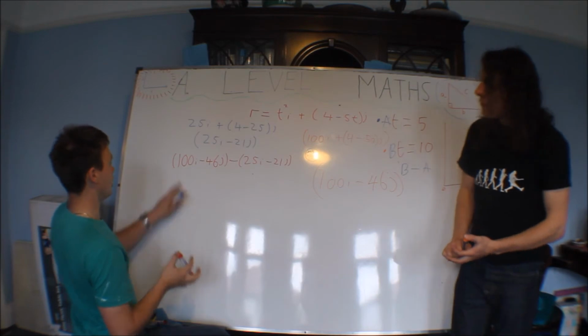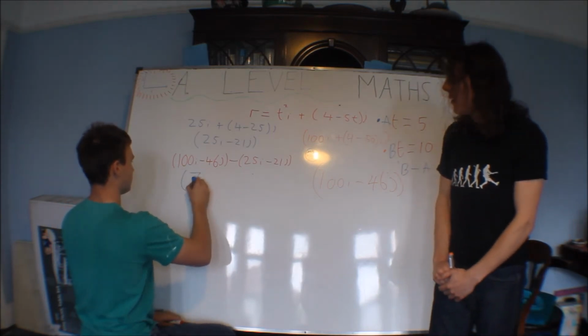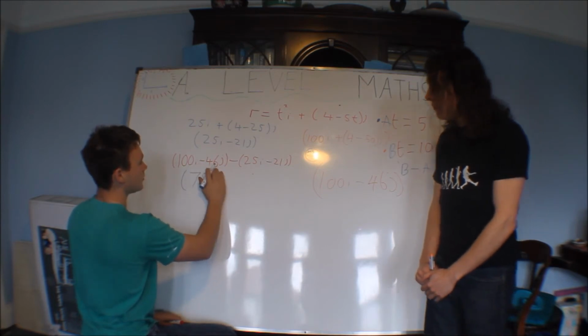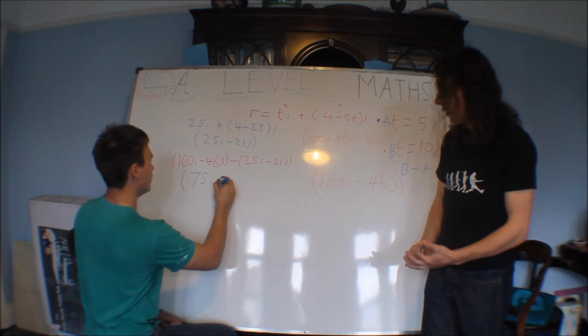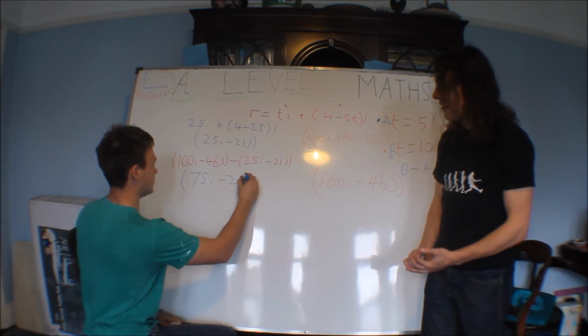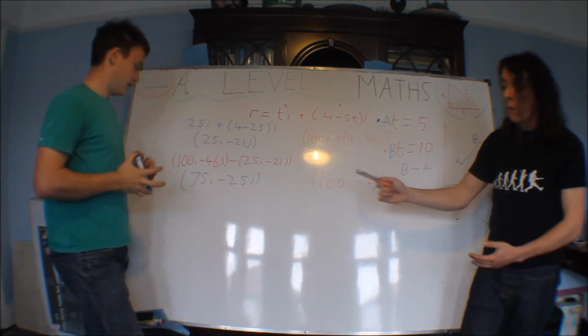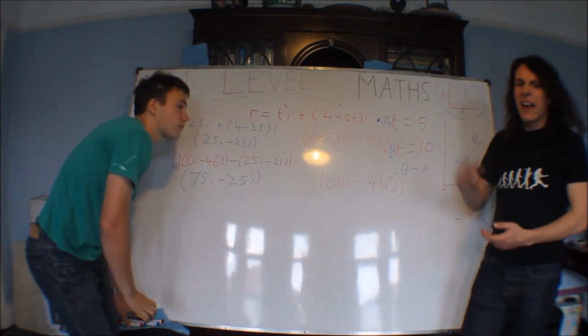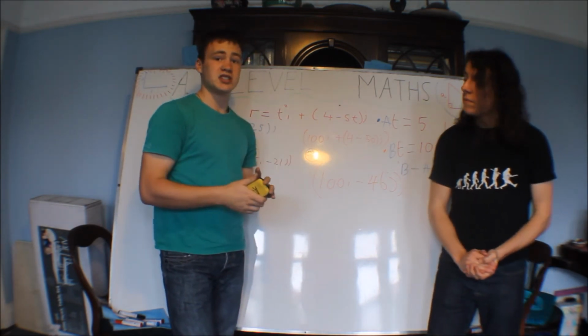So 100 minus 25, that one's easy, that's 75i. The next one is a bit more tricky. Minus 46 minus 21 is minus 46 minus 21, which is minus 67. Sorry, minus 67j. Careful of your positives and negatives. So that would be how far away it actually ended up, or how much it actually grew in this time. And that's it for displacement with i and j.